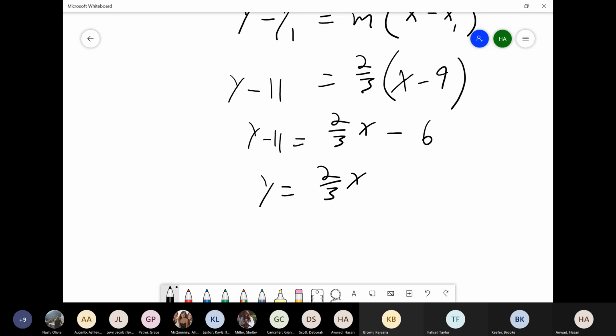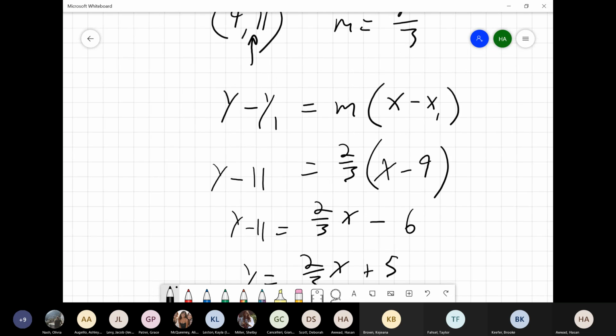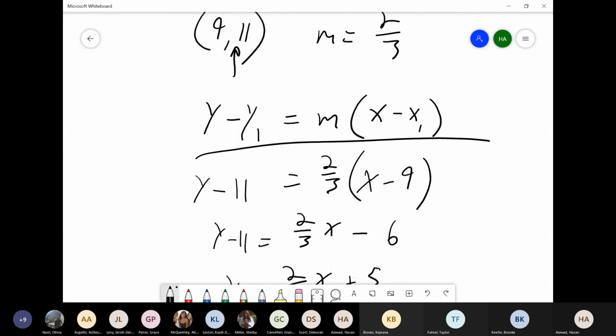That's going to leave me with a positive 5. So we have y is equal to 2/3 x plus 5. And now we have a line, right? Now we have an equation of a line, and it's in a super simple format. We don't have to worry about point slope form. We don't have to worry about this mess right up here.